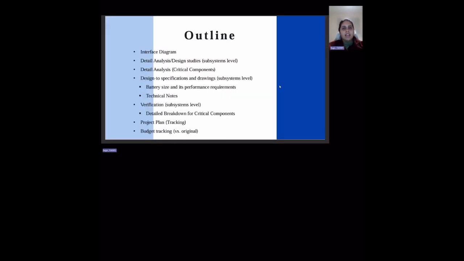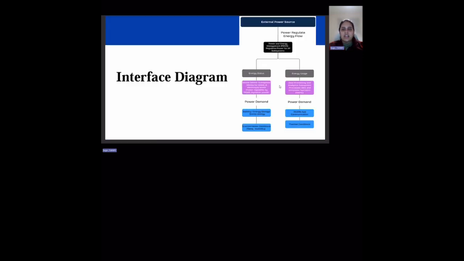Now I'm going to go over the outline. We're going to talk about the interface diagram, the detailed analysis and design studies for the system level and also for the critical components. We're also going to talk about the design to specifications and drawing. In that section, we're going to talk about the battery size and its performance requirements, and also the technical notes for the engineers. And we're also going to talk about the verification, the detailed breakdown of critical components, and the project plan. Last one will be the budget tracking versus the original.